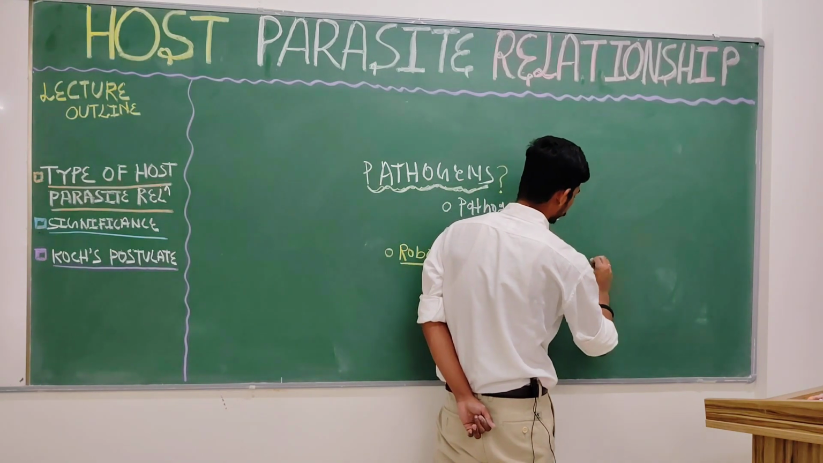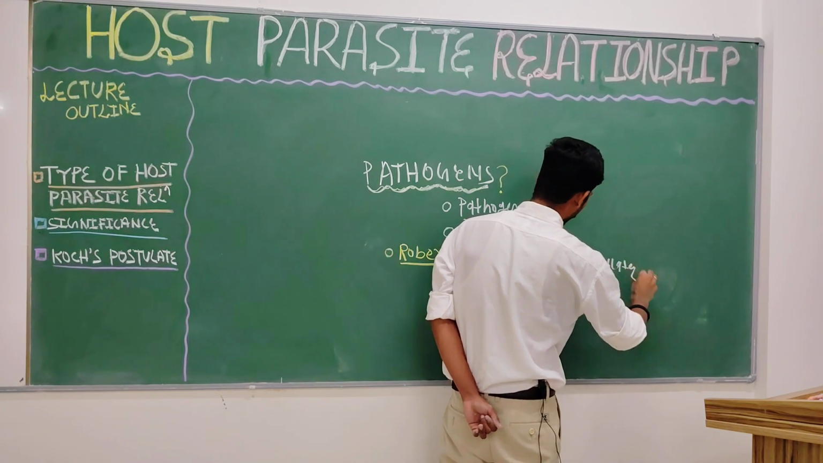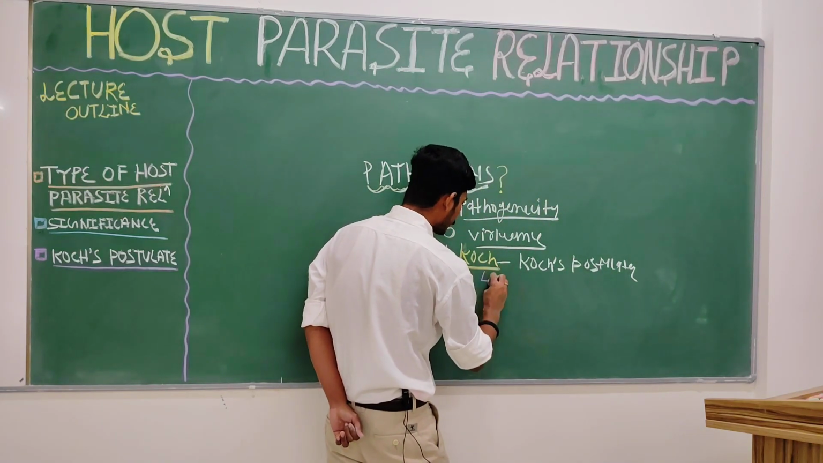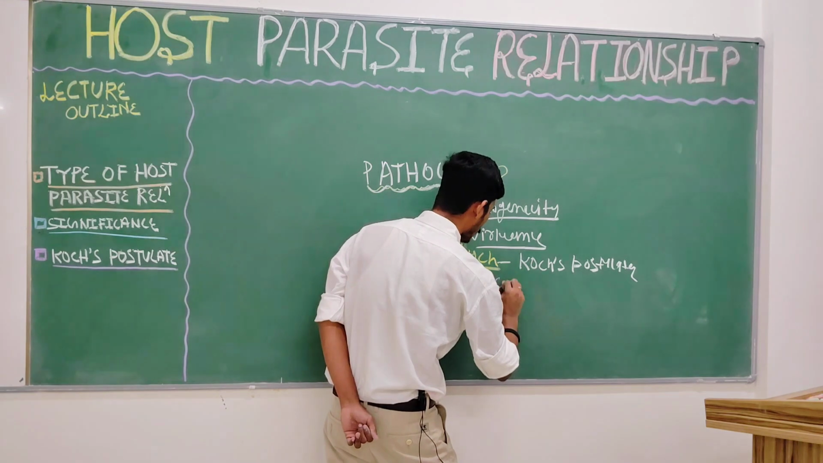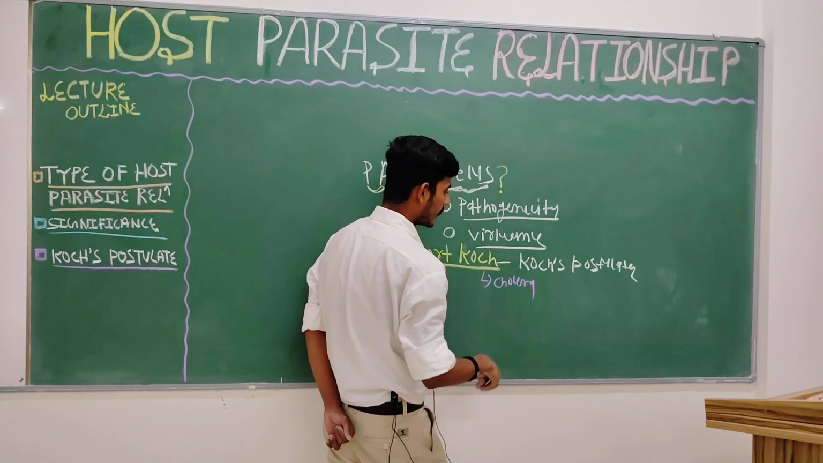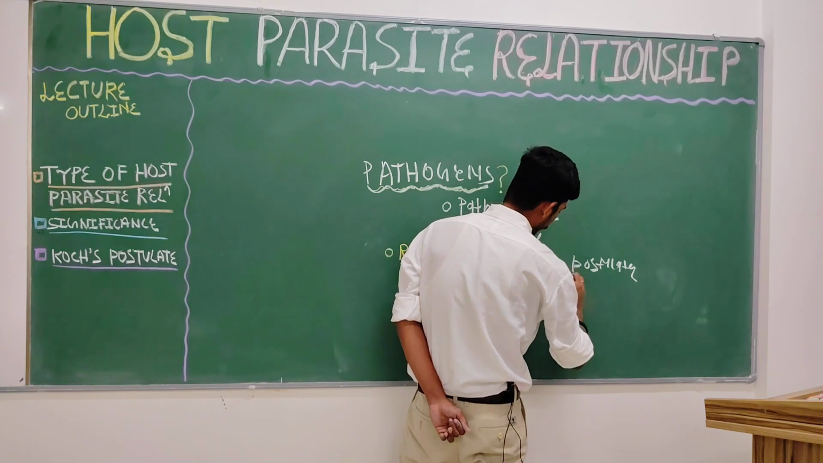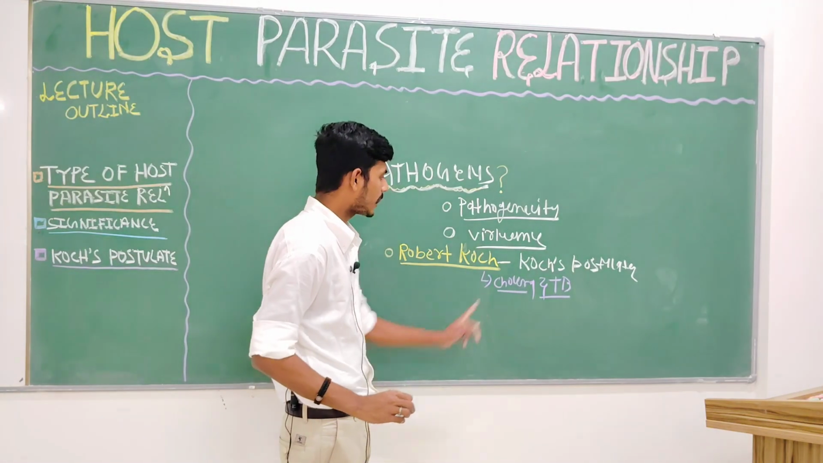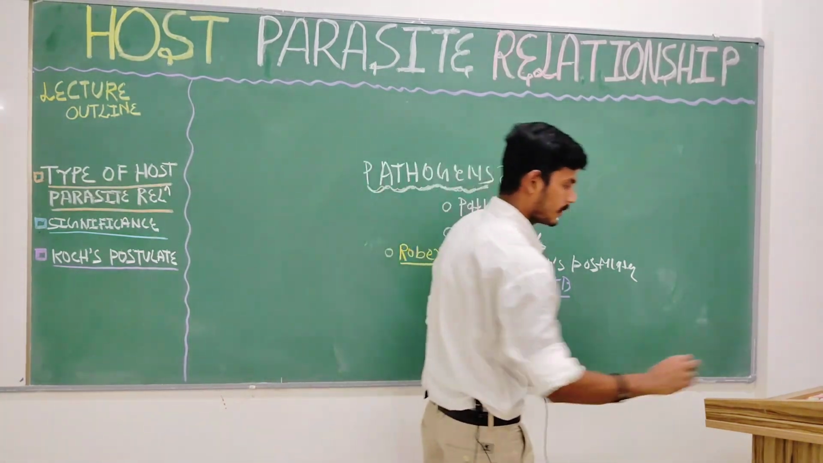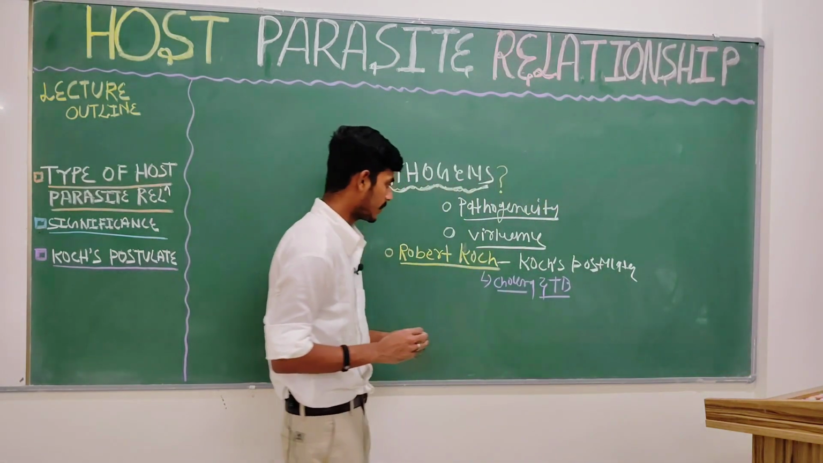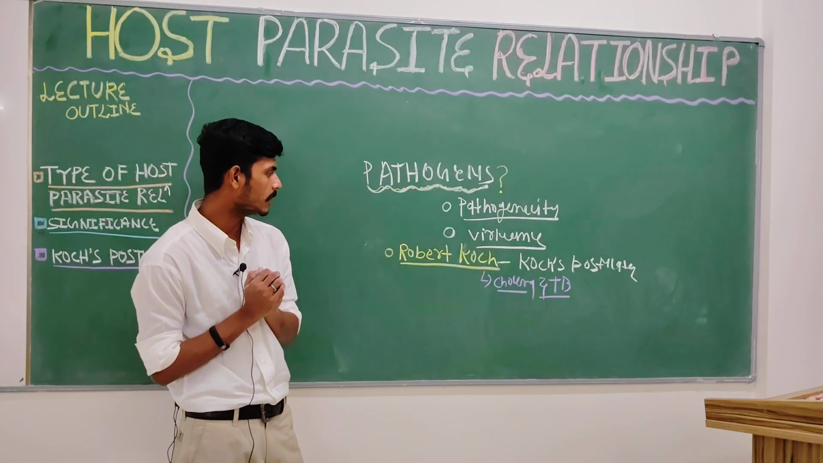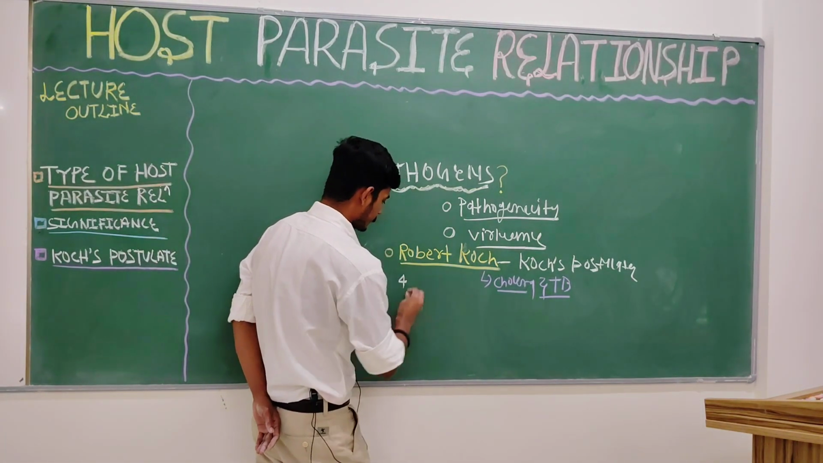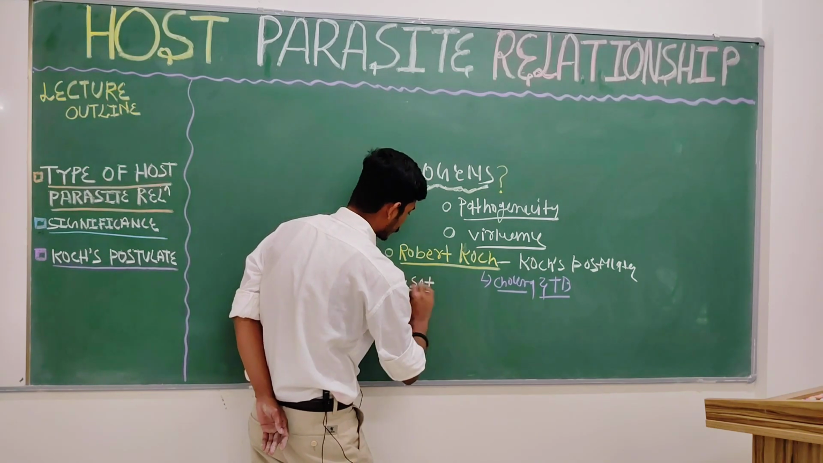Koch postulates. During that time he was working on two diseases: one is cholera, and another one is tuberculosis, TB. Both are bacterial diseases, and he worked on these disease conditions. Now he gave 4 sets of postulates.